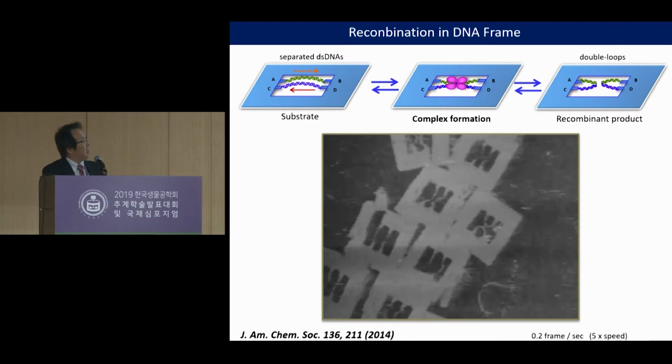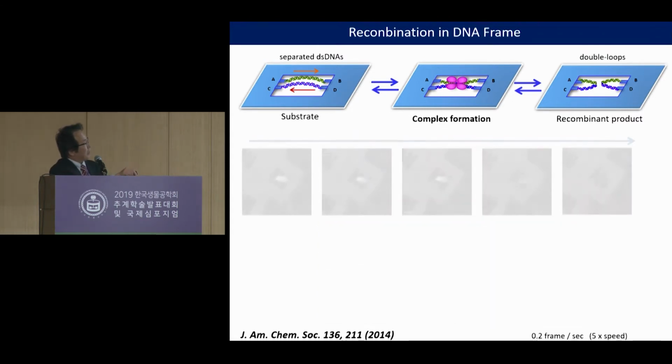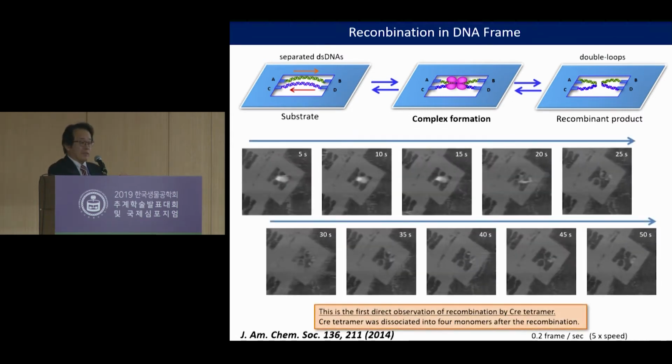So this is a direct observation of the recombination process using DNA frame. Here we control the orientation of the DNA using DNA frame. In the previous case, we controlled the tension of DNA.